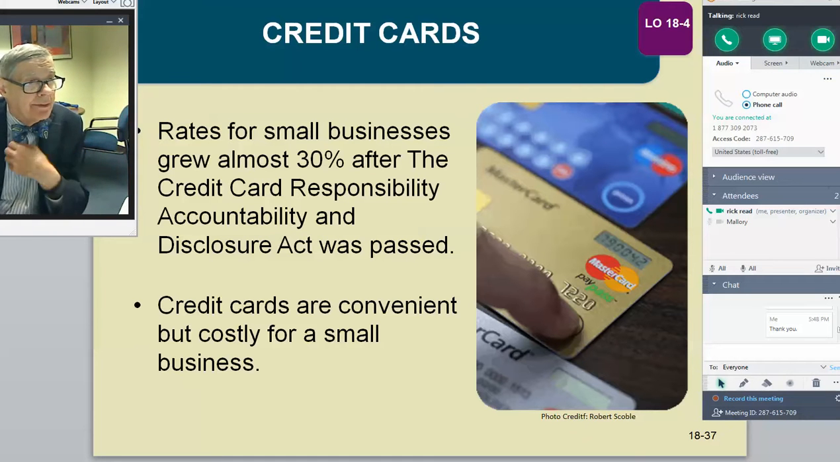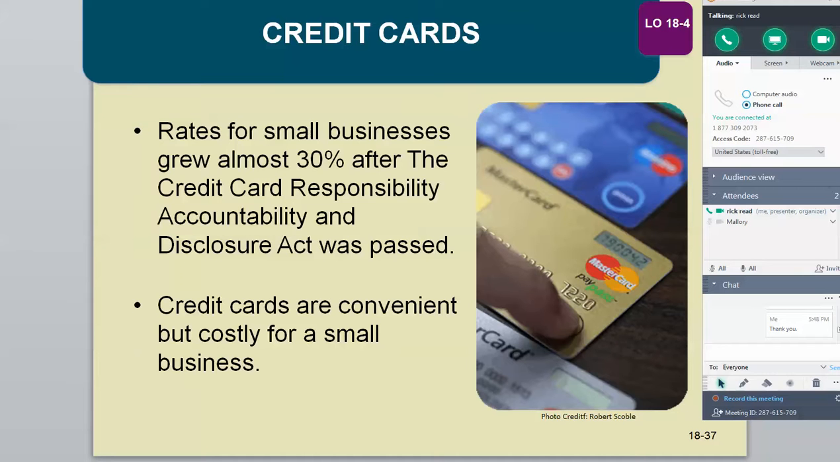So notice here, rates for small businesses grew almost 30% after the Credit Card Responsibility, Accountability, and Disclosure Act was passed.